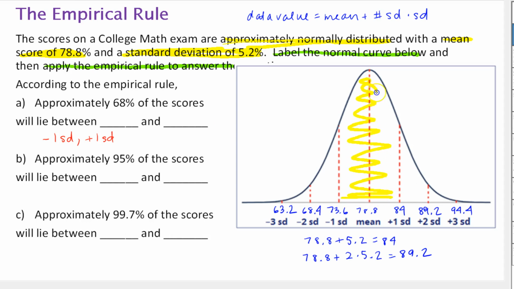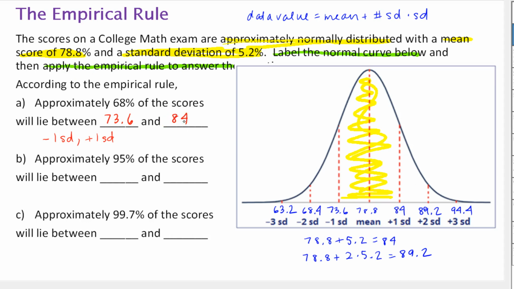Just to get an idea, all of the values in here are 68% of the data. Relatively, that looks like a somewhat approximate area. So we just need to put 73.6. We put the smaller number first, and then the larger number, which is 84.